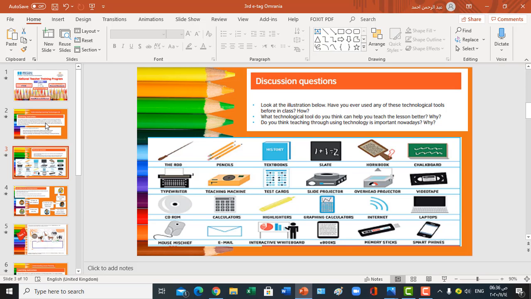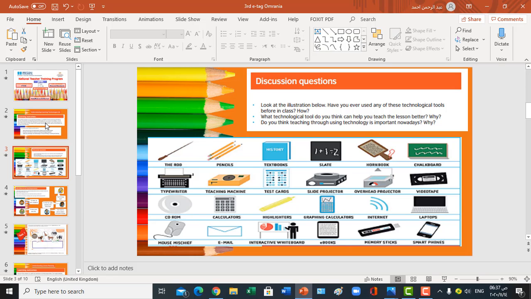Highlighter, we use it to highlight some words, some phrases, some sentences, some images, and anything else. You can use it to point to images, pictures, and graphs on the walls and so on. Graphic calculator, it shows some graphs related to some statistics. Internet, and you can use it in many different subjects and using a lot of sites and materials through the internet.